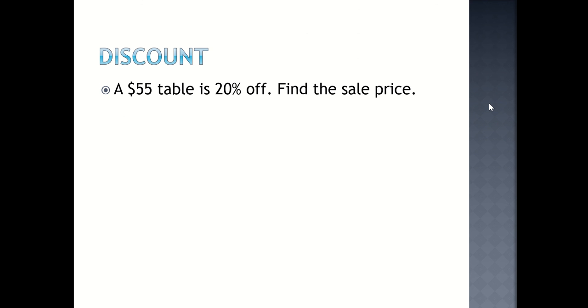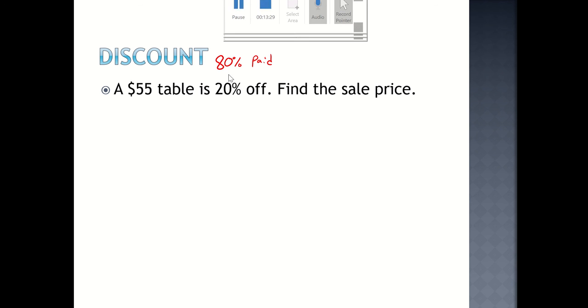Let's first talk about discounts, okay? So a $55 table is 20% off. So there's one of two ways to think about this. If you take 20% off, what percent did you pay? What do you think? If you got the price of something, you take 20% off, what percent of the original price did you pay? You paid 80%. 80% plus 20% is 100%, right? So that's how it breaks down. You got 20% off, but you did still pay 80% of what the price was.